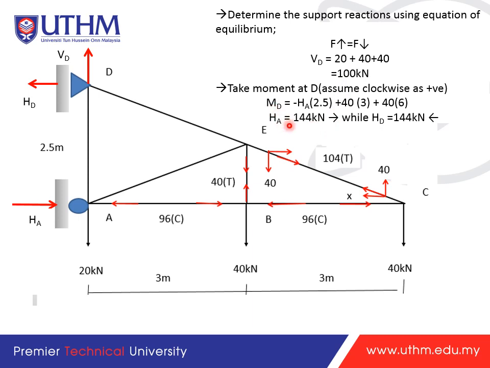For the other support reactions, we take the moment at D. Okay, we can take the moment also at A. So if we take the moment at D and we assume positive clockwise direction, we will get HA is 144, and the rest will also be 144. Okay, so next, we can continue these parts.